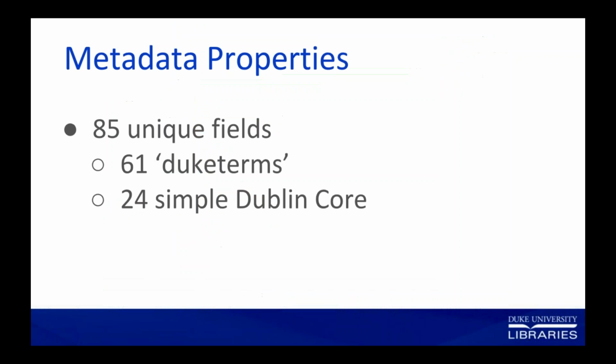So back to the data. The bulk of the analysis was made possible by loading the data set into OpenRefine, as I mentioned before. And using it, I was able to ascertain that there were 85 unique fields in use across our collections. 24 of these were standard out-of-the-box Dublin Core properties, but 61 of them, which we call Duke terms somewhat fondly, are non-standard refinements of Dublin Core.